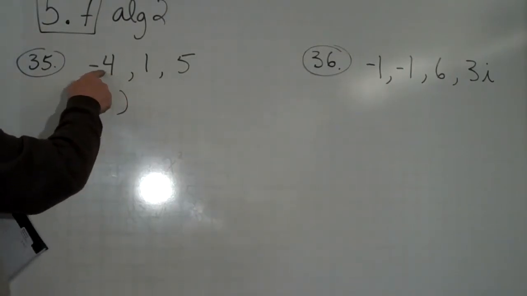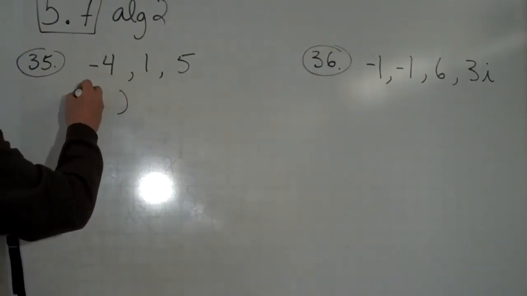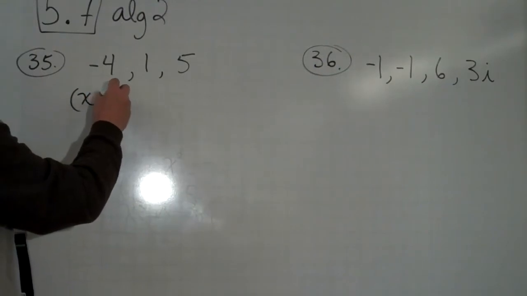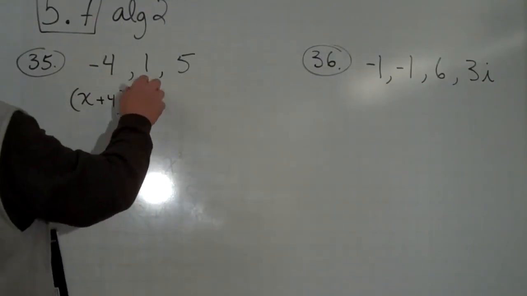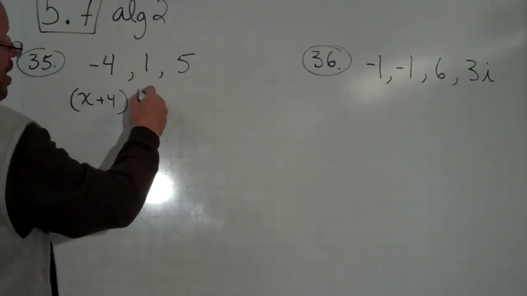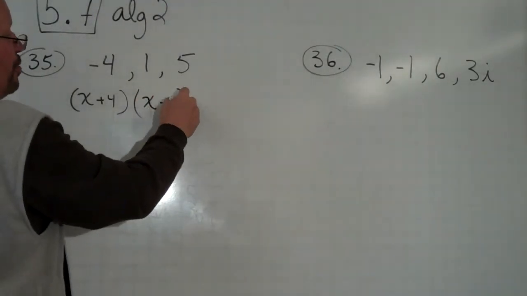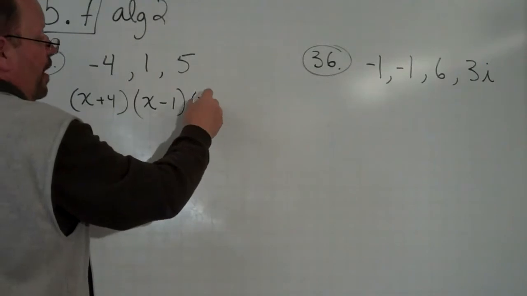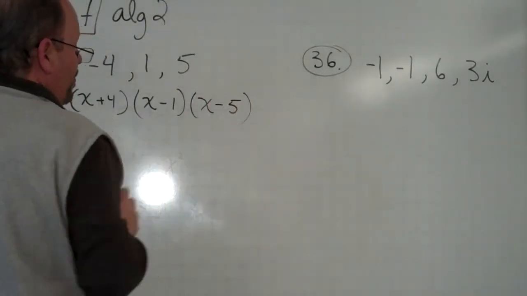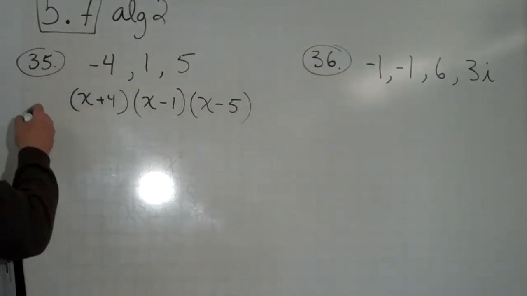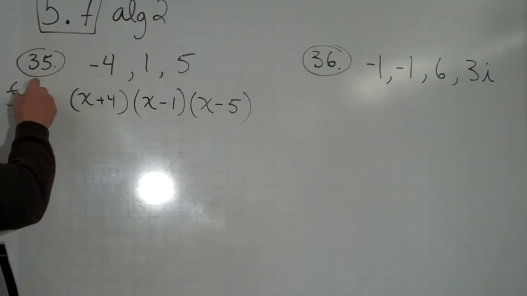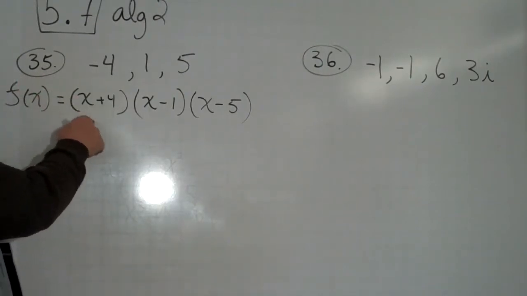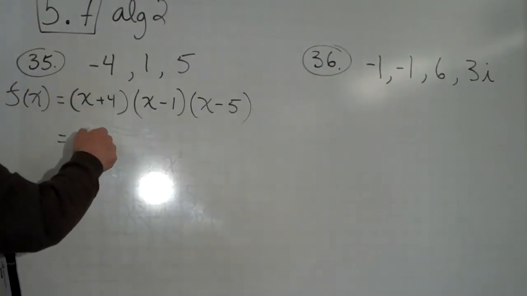The factor that would get me x equals -4 is x plus 4. The factor that would get me x equals +1 is x minus 1. And the factor that would get me x equals +5 is x minus 5. Now all we have to do is multiply these. Let's FOIL the first one.